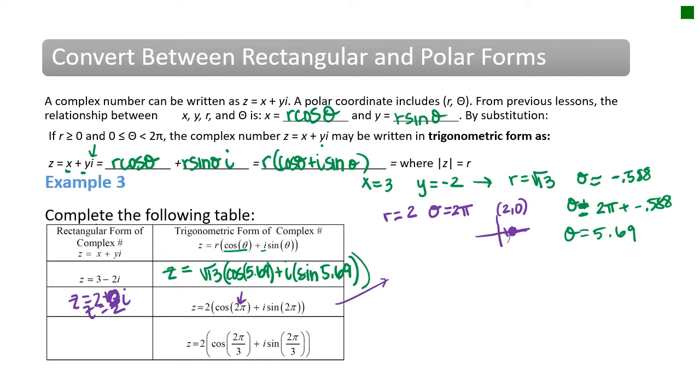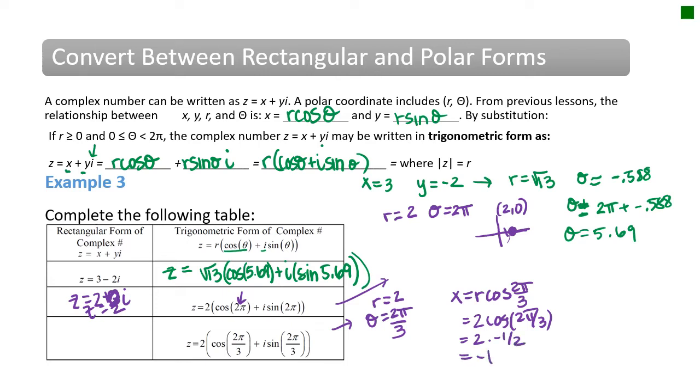Okay, next one. Our r is 2 and our theta is 2 pi over 3. Okay, so we know that x is r cosine theta. So that's going to give us 2 times the cosine of 2 pi over 3. So 2 times the cosine of 2 pi over 3 is 2 times -1/2. So that gives me an x value of -1.